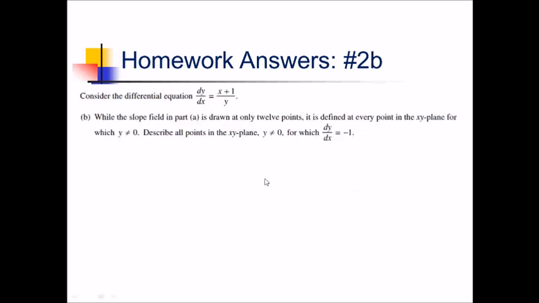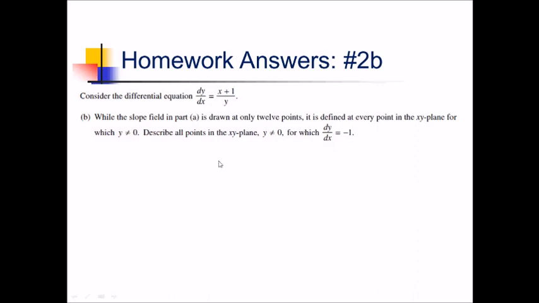For this problem, they're telling us that the slope field we drew in part A was only at 12 points, but it's defined in every point in the xy plane for which y does not equal 0. So based off of that, they want us to describe all the points in the xy plane such that y is not 0, where our derivative equals negative 1. Well, the quickest way to do this is just to take our differential equation here and literally just set it equal to negative 1 and see what happens.